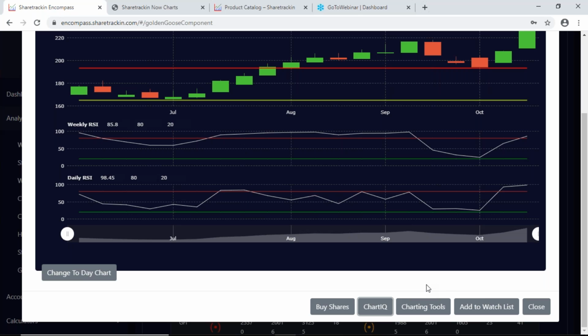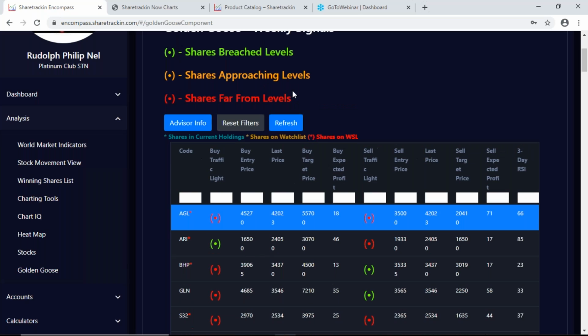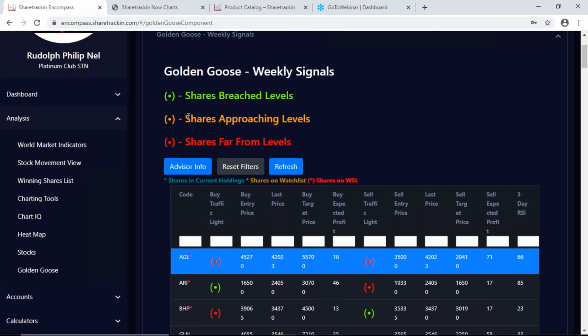If there is a share that you really like, but you're waiting for it to breach a level, you can go and add the share onto your watch list as well. Just add it onto your watch list and wait for it to breach that level. Same thing, you will receive that SMS telling you that the share has breached a level. So if you know that you've got a share on your winning shares list, and you're going to wait for that SMS to come through saying that it has breached the level, then you can go and buy that share, all right.